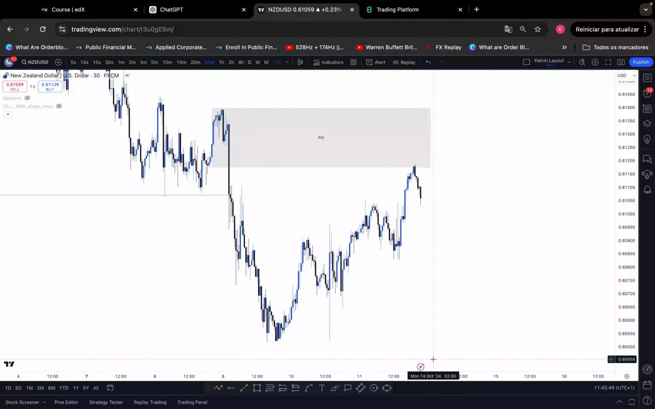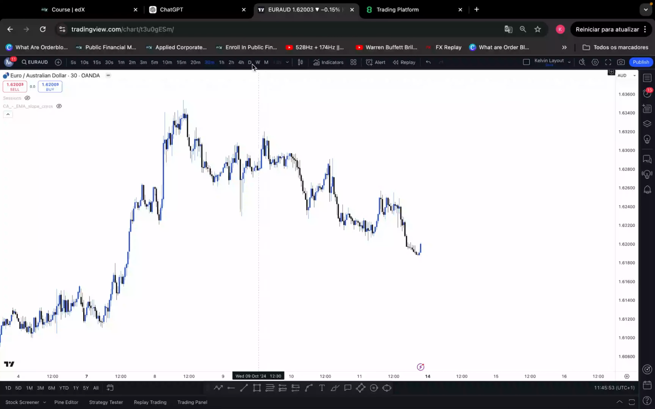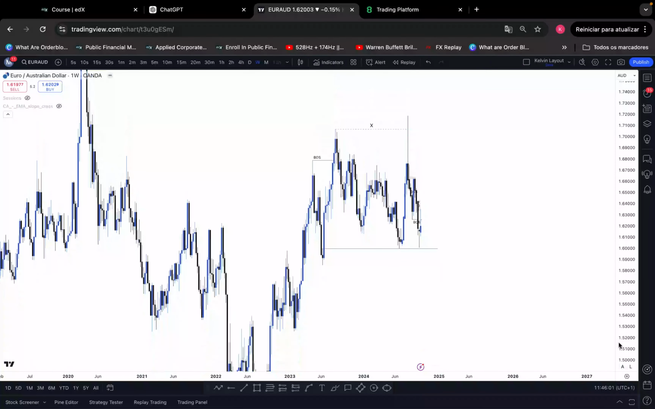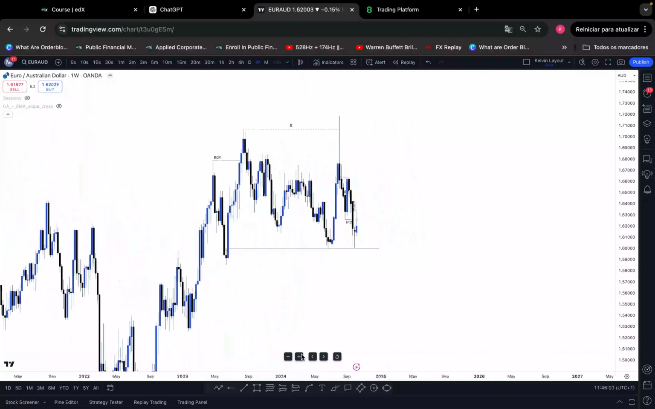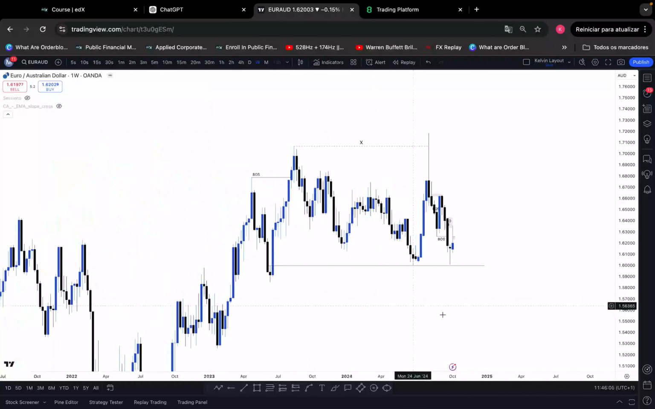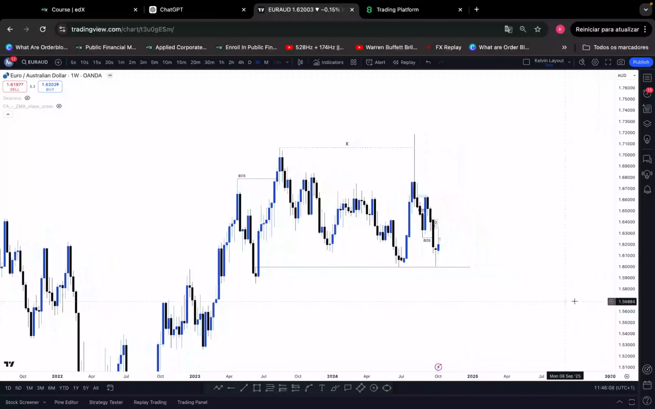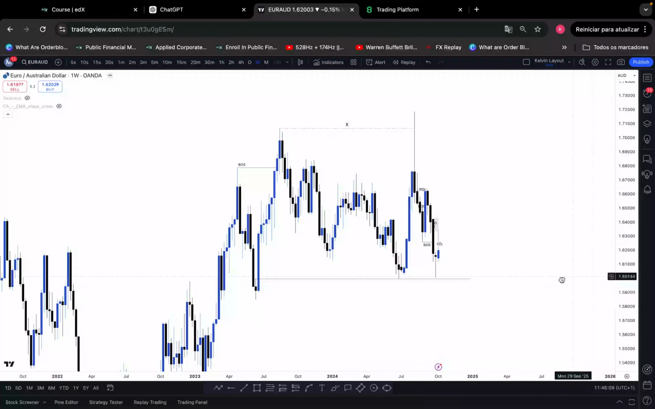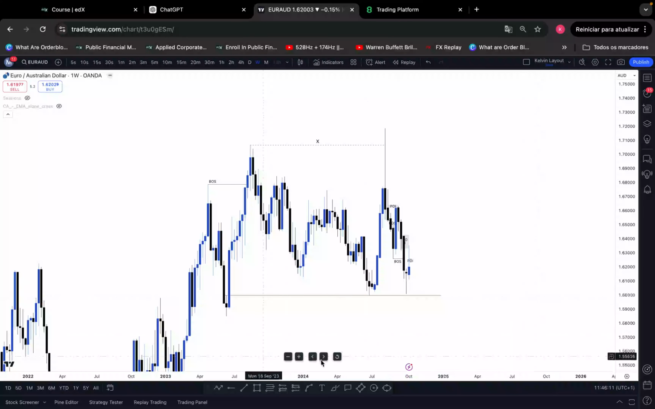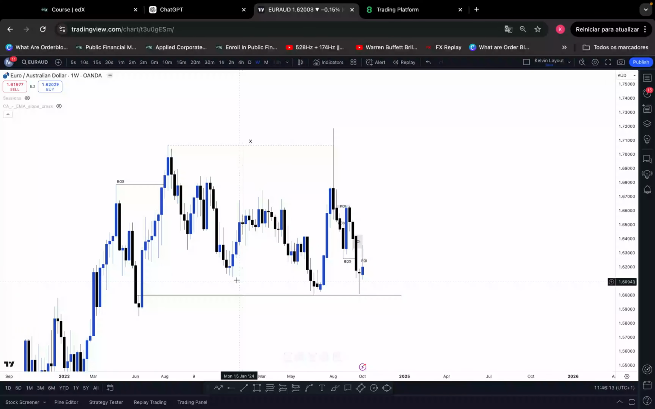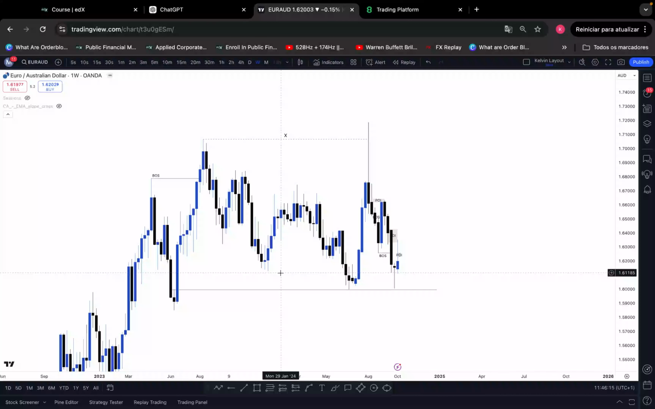Let's go to the next pair. Our next pair today is going to be a very different one from what I usually do a breakdown on. I usually don't talk about Euro Aussie, but Euro Aussie is just a very good pair, guys. I would really recommend a lot of you guys to look into this pair. It has very good price action, great price movements and volume as well. So I just figured I would do a small breakdown on this one.